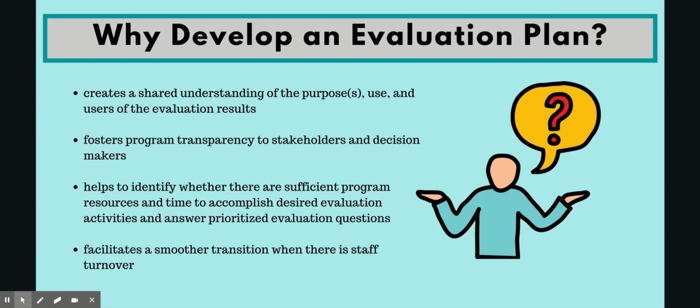A written evaluation plan is useful because it creates a shared understanding of the purposes, use, and users of the evaluation results. It fosters program transparency to stakeholders and decision makers. It helps to identify whether there are sufficient program resources and time to accomplish desired evaluation activities and answer prioritized evaluation questions. And finally, it facilitates a smooth transition if there is staff turnover.